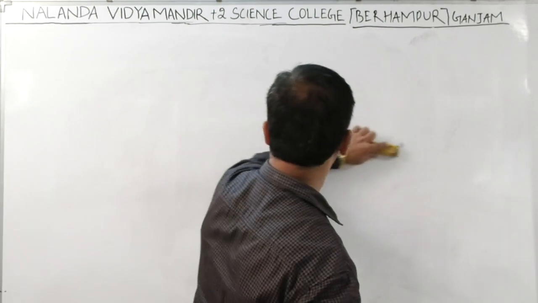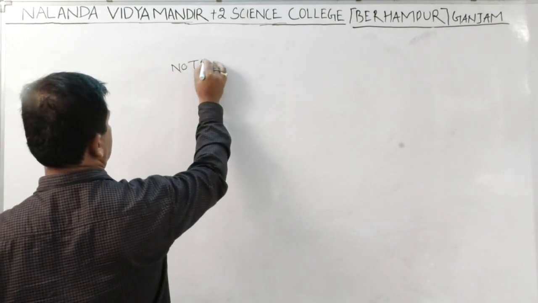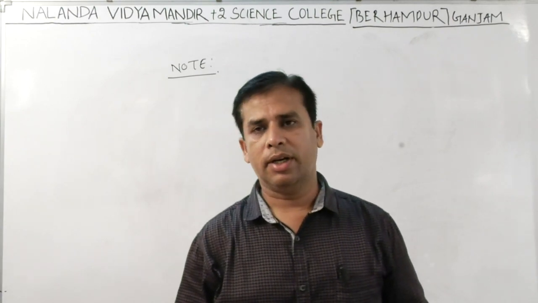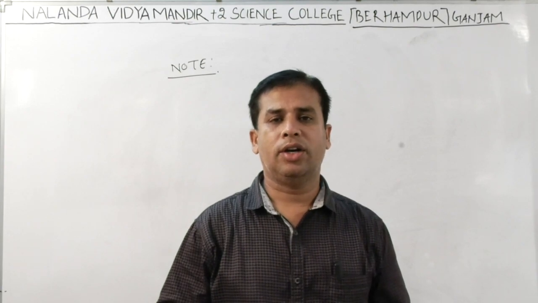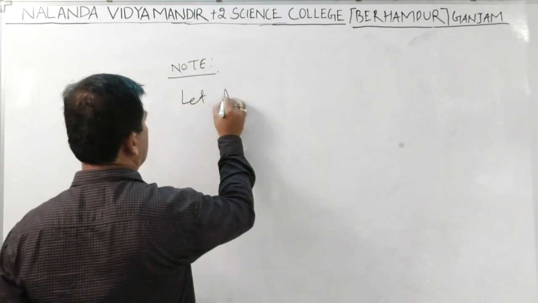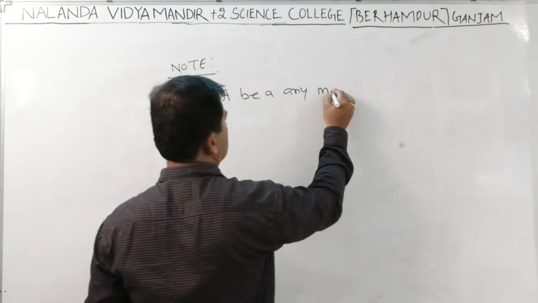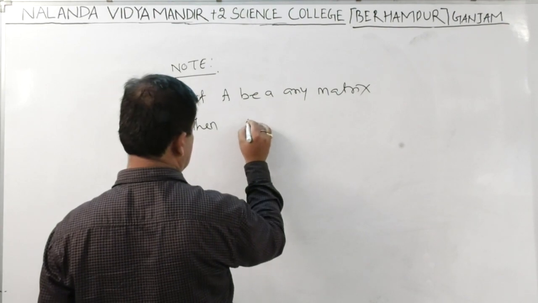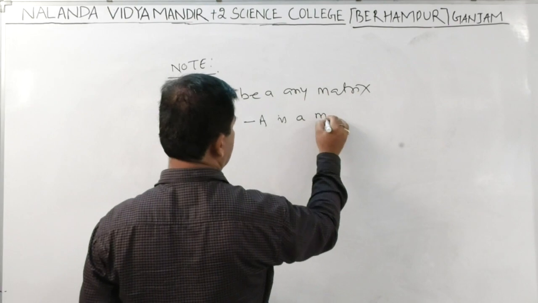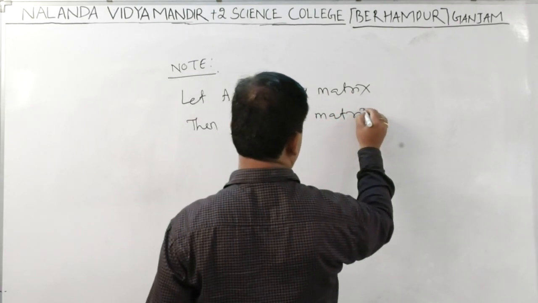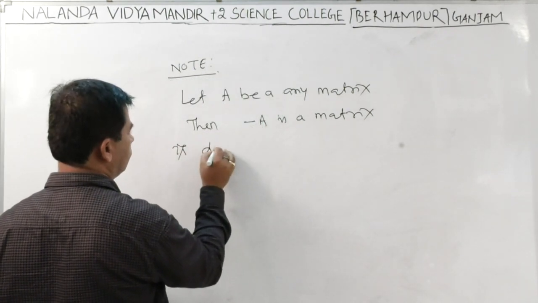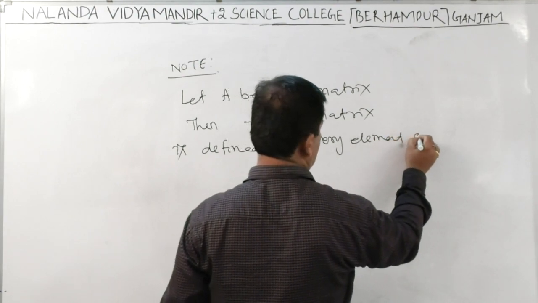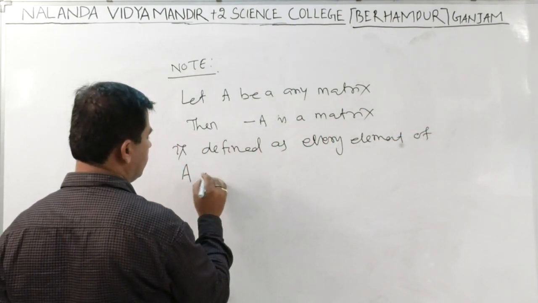Now another note. If A is any matrix, then the negative of A is denoted as minus A. Let A be any matrix, then minus A is a matrix defined as every element of matrix A multiplied by minus 1.